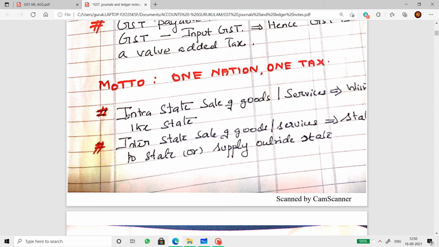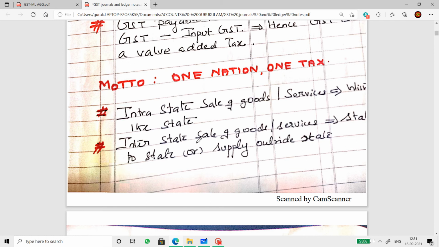Now, intra-state sale of goods or services. When the buyer and seller live in the same state or same union territory, then the sale or services happening is called an intra-state sale of goods or services.